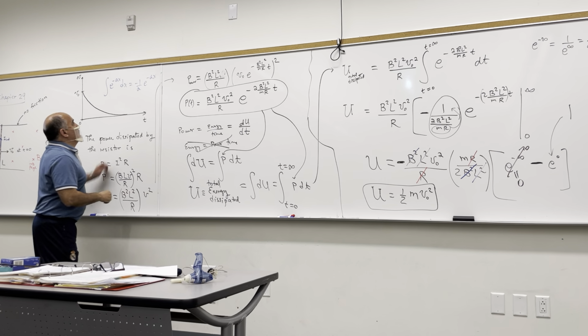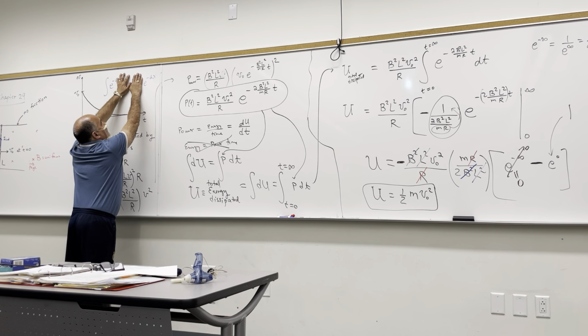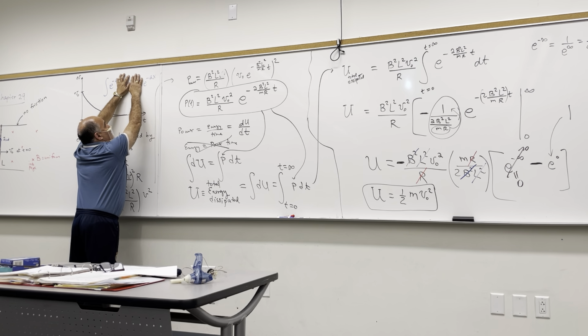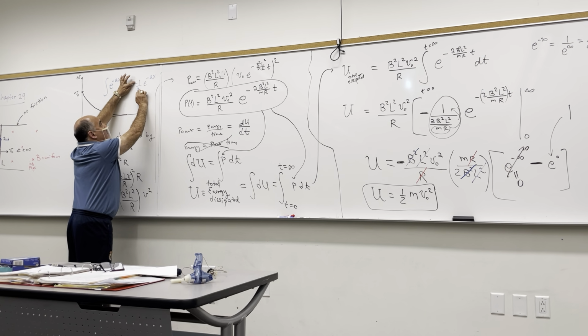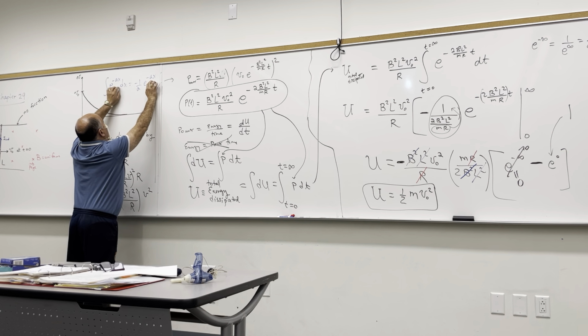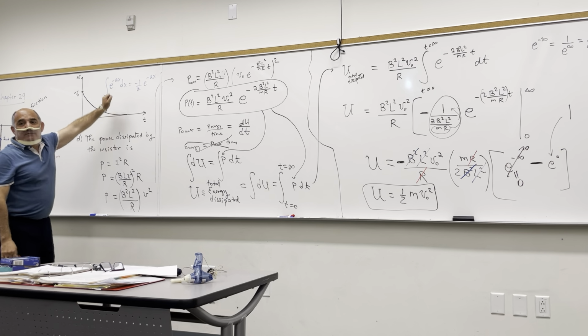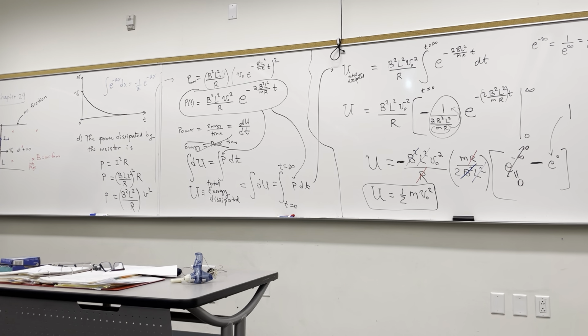Because what if I differentiate? What is the derivative of that? Minus a e to the minus ax. The minus a will cancel this minus 1 over a. I'll just get e to the minus ax, which is this. That's how I do it. I check by taking the derivative. Okay?